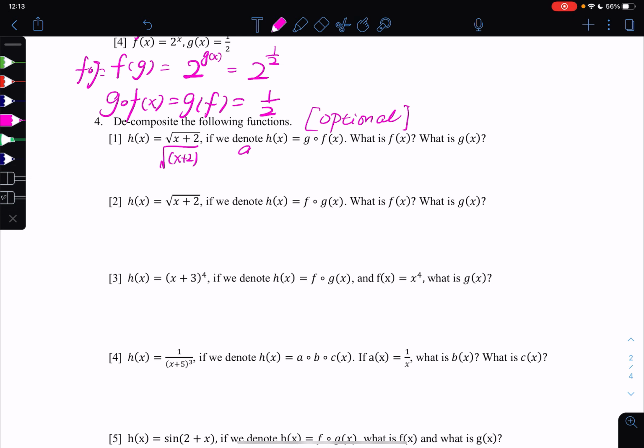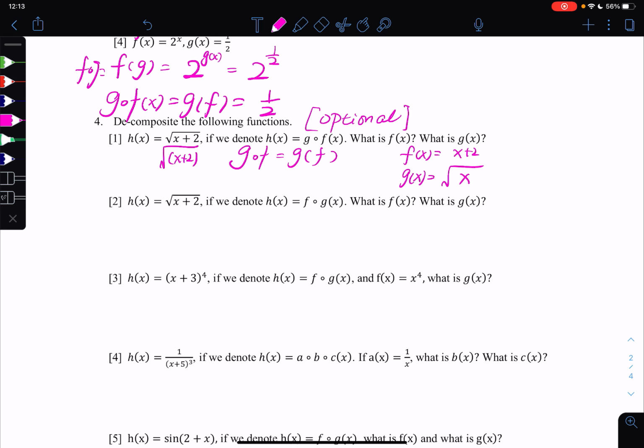So if you do this, you realize you need to find x plus 2 first before you take the square root. If you had written it as g composite with f, what's inside the parentheses is your f, what's outside is your g. So your f function is x plus 2. Your g function, of course, doesn't make sense if you just say it's square root. You want to have something to hold the position for you, so it's square root of x.